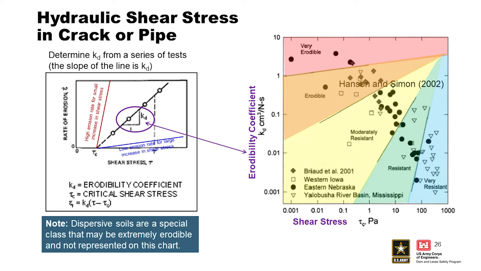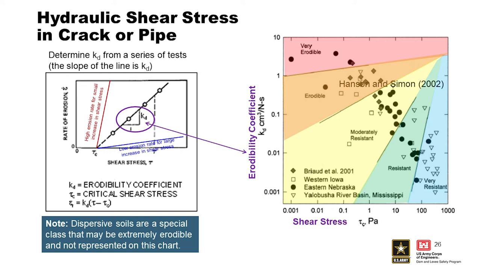So the figure on the left demonstrates the process for determining the KD of a soil. So what you'll do is run several tests. You will run a test on a soil. You will apply a specific shear stress, and then you will measure the rate of erosion based on that shear stress. And then you will run that test several more times until you can develop a trend line. And the slope of that line defines the value of erodibility coefficient.